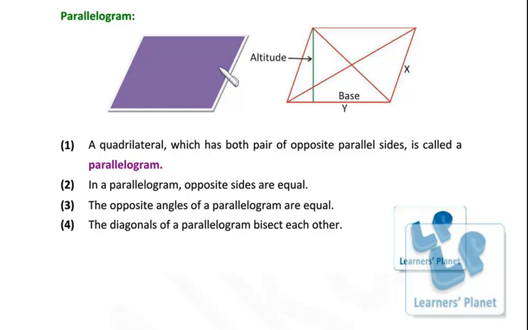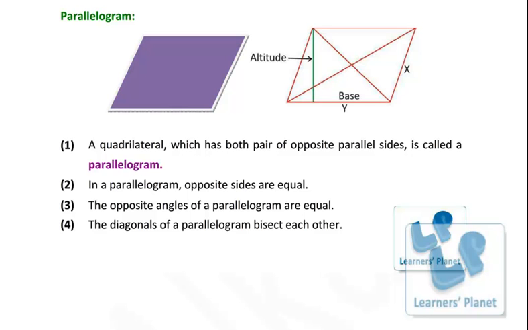And an important thing over here: the opposite angles are equal. This angle will be equal to this angle, and this angle will be equal to this angle, right? Opposite angles of a parallelogram are equal. And the sum of base angles will be 180 degrees. That means this angle plus this angle will be 180 degrees, okay?